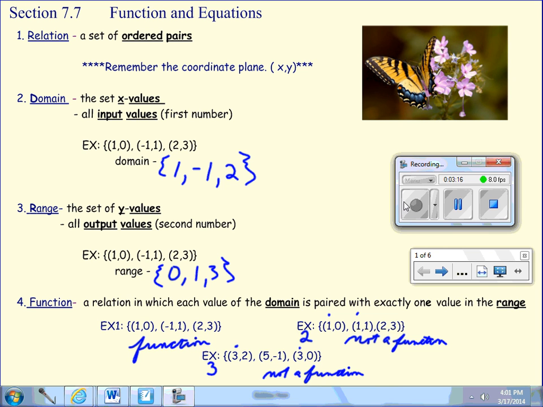So let's review our terms one more time. We have a relation, which is a set of ordered pairs, x and y. The domain are all the x values. They're considered all the input. It's the first number. Then you have a range, which is all the y values, which is the second number, and a function. And a function is a relation in which each value of the domain is paired with exactly one value in the range.